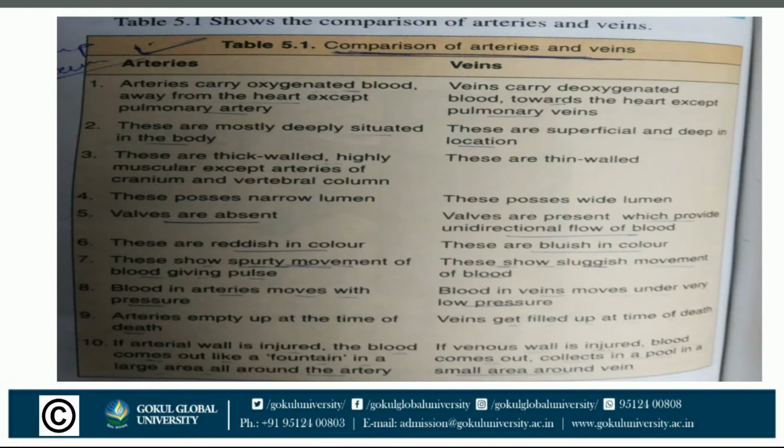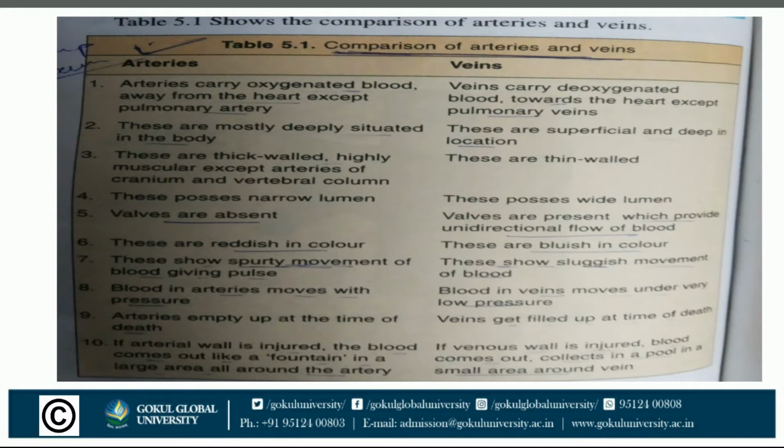Now we will see the comparison of artery and vein, the differences. Arteries carry oxygenated blood away from the heart except the pulmonary artery. Veins carry deoxygenated blood towards the heart except the pulmonary veins. Arteries are mostly deeply situated in the body. Veins are superficial and deep in location. Arteries are thick walled and highly muscular, except the arteries of the cranium and vertebral column, that we have seen.